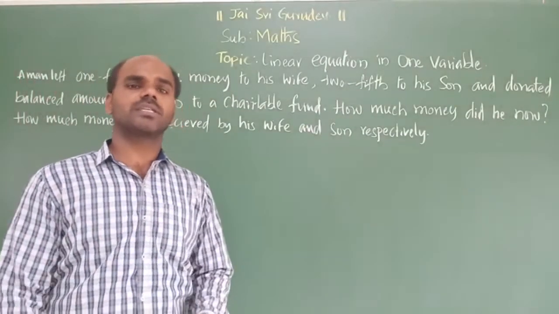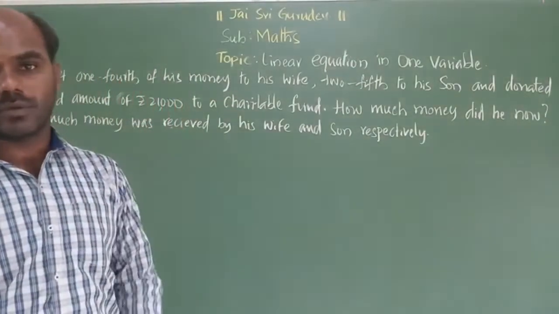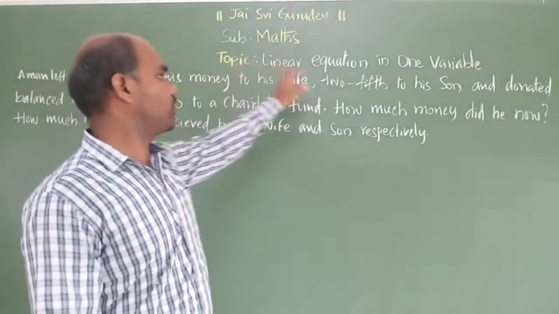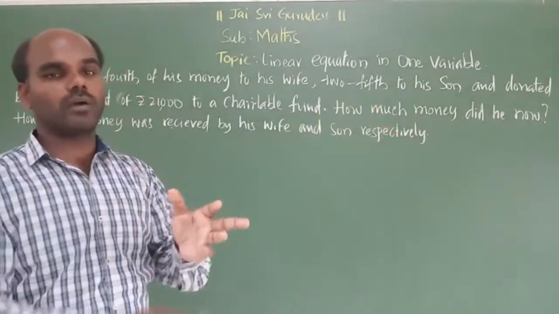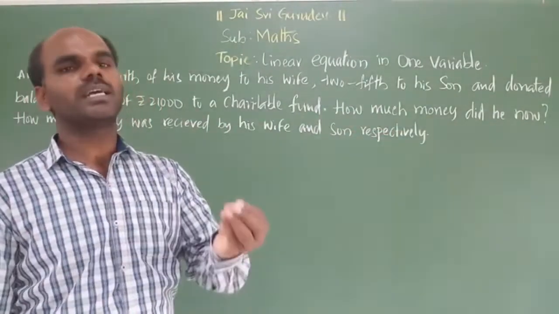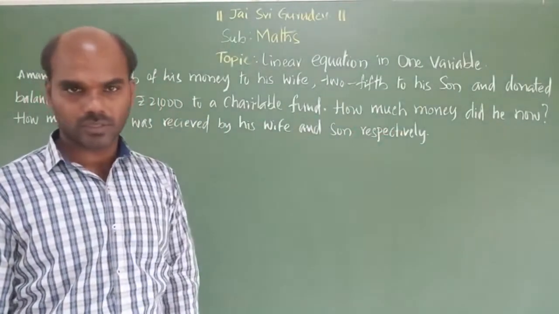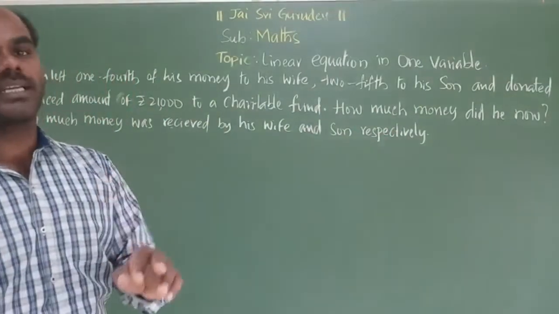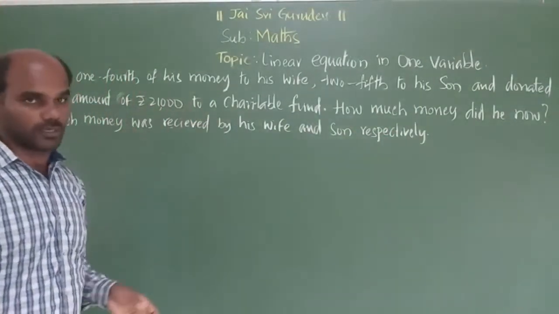See children, that is the total amount. From the total amount, if we subtract the sum of both values, the wife's and the son's, we will get the remaining amount. Yes or no, children? Based on this condition only, we should simplify this now.